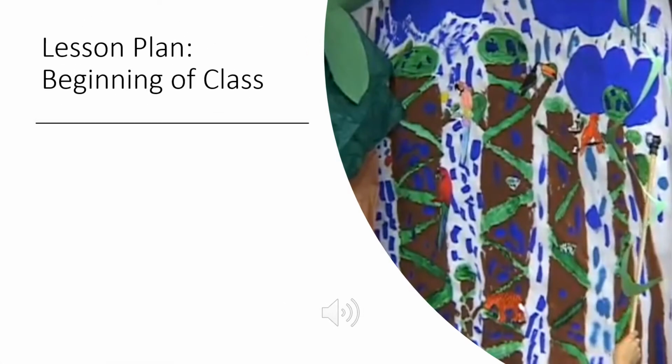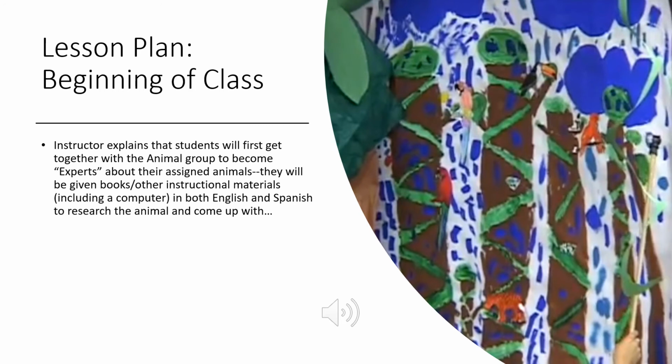In the beginning of class, the instructor explains that students will first get together with the Animal Group to become experts about their assigned animals. They will be given books and other instructional materials, including a computer, in both English and Spanish to research the animal and come up with the following items.